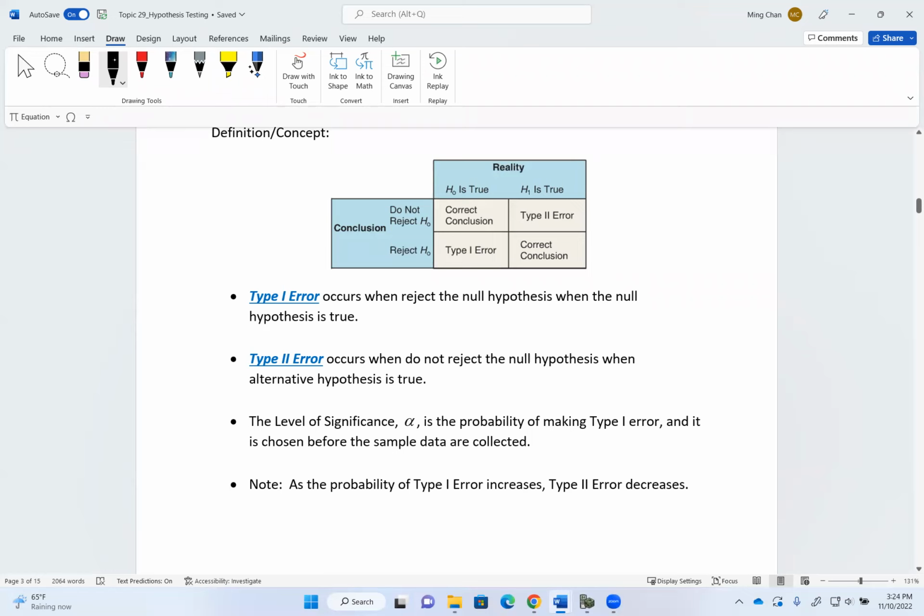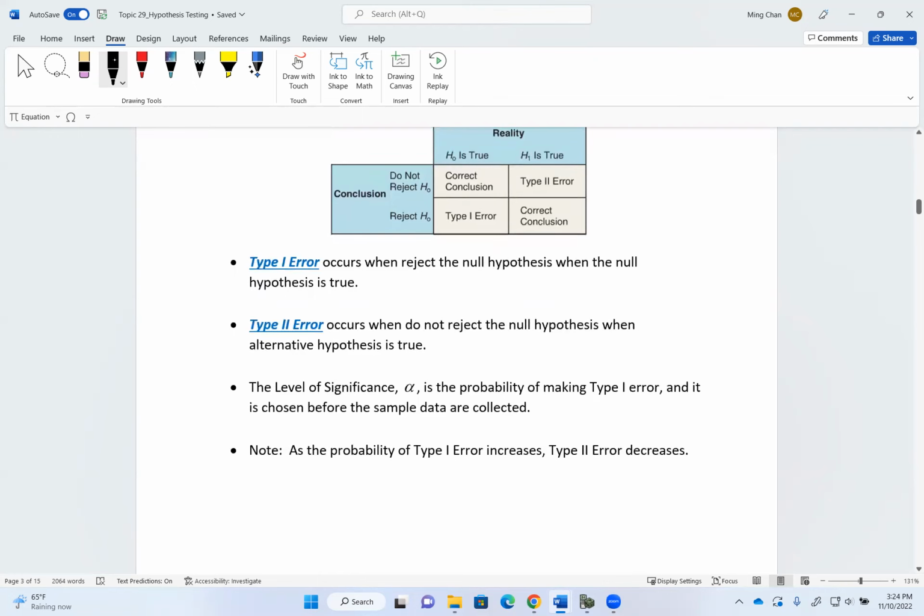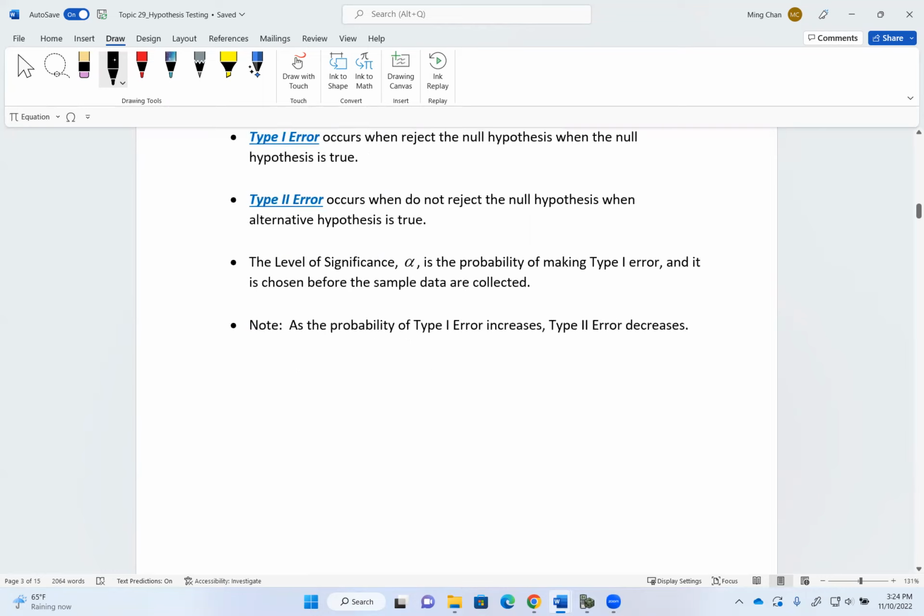So type 1 error is very specific. It is saying that if the null hypothesis is true and we still reject it, then that's a type 1 error. So the smaller the level of significance, the less probability we have of making that type 1 error. Okay, here's a quick note. As the probability of a type 1 error increases, then the type 2 error will decrease.